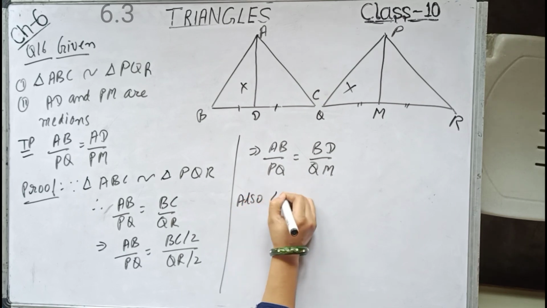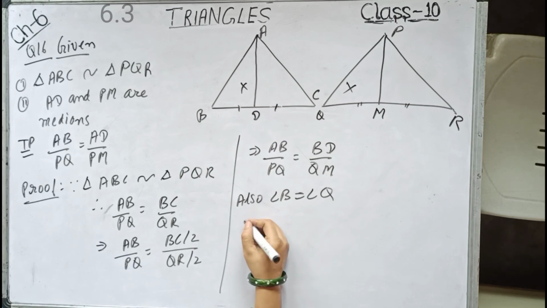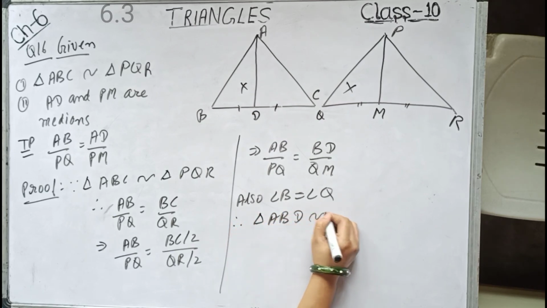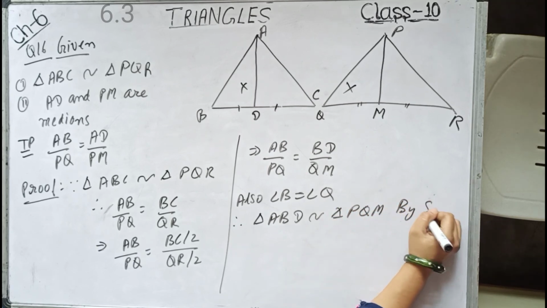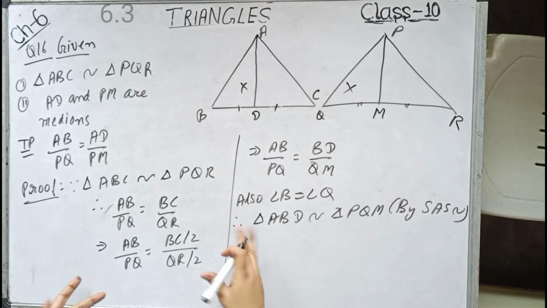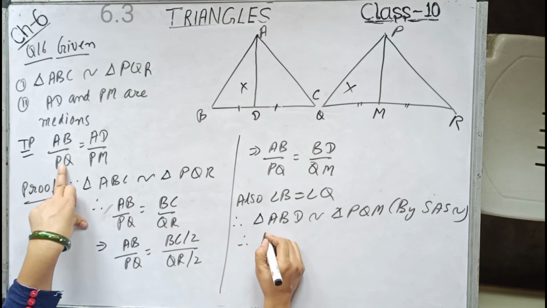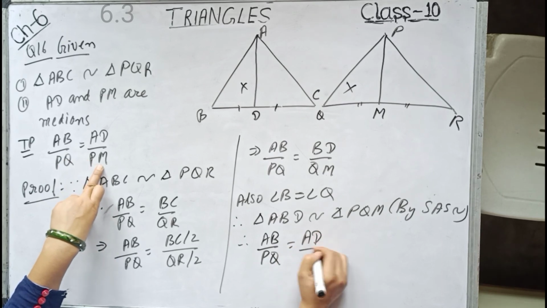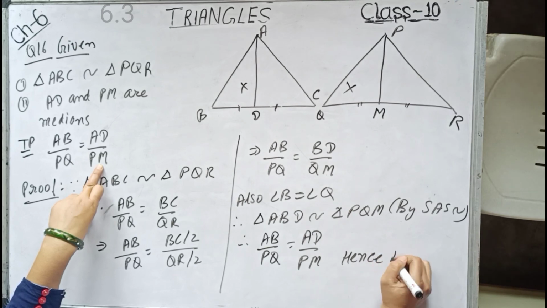Also, angle B equals angle Q because the bigger triangles are similar. Therefore, triangle ABD is similar to triangle PQM by SAS similarity. Therefore, now when they are similar, sides will be in same proportion. So, what I want, we can write. Therefore, AB by PQ equals AD by PM, and hence proved.